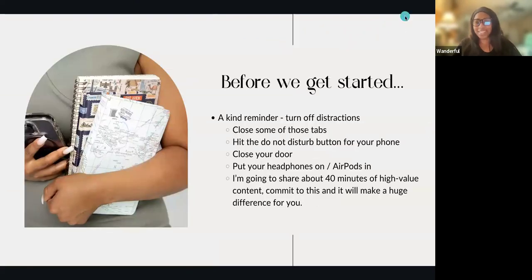Before we get started, I always say this kind reminder: turn off any distractions, close some of those tabs, hit do not disturb on your phone. That's one of my favorite features personally. Close the door, put your AirPods in, whatever you need to do to make sure you are tuned in. I'm going to share about 40 minutes of high value content. So if you commit to this, it will make a huge difference for you.